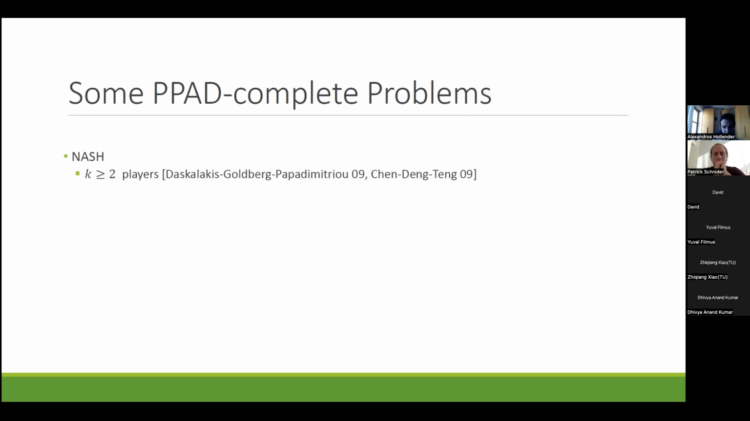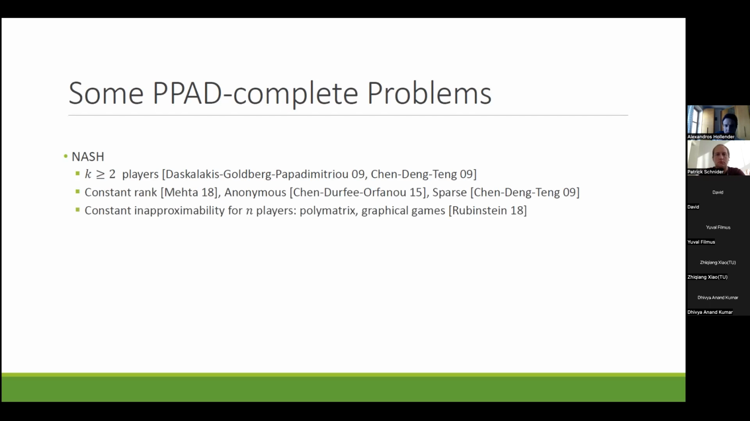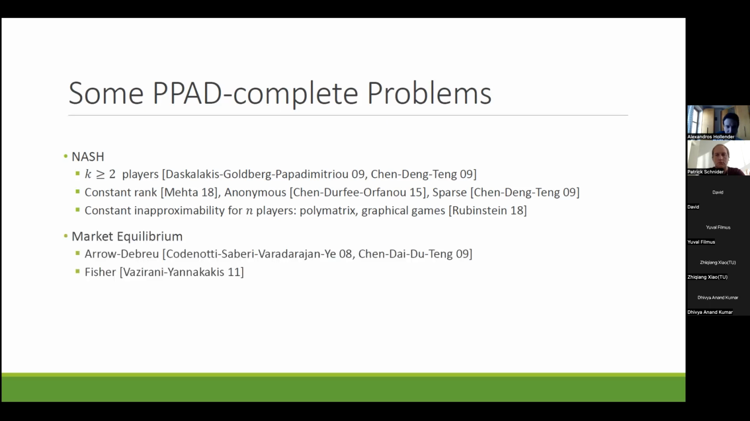Then these results have been strengthened by looking at special classes of games: constant rank games, anonymous games, sparse games, etc. For some classes of games with many, many players, it is even possible to show constant inapproximability. For example, polymatrix games or so-called graphical games. Polymatrix games will be our application later, so we'll see a bit about that.